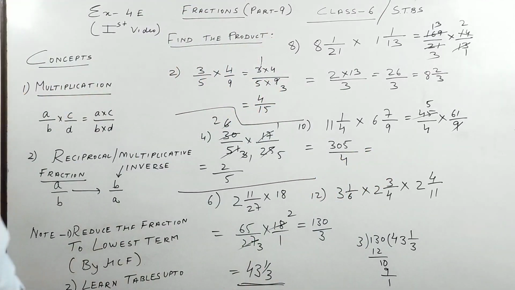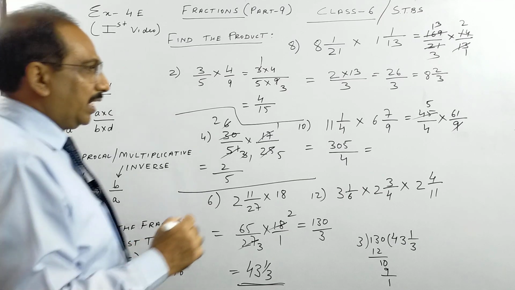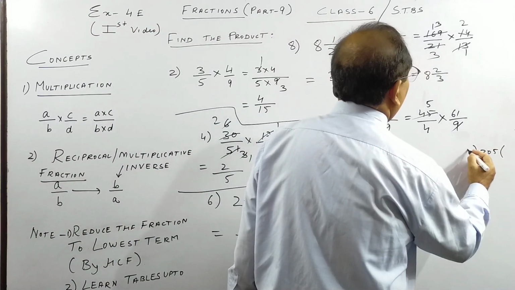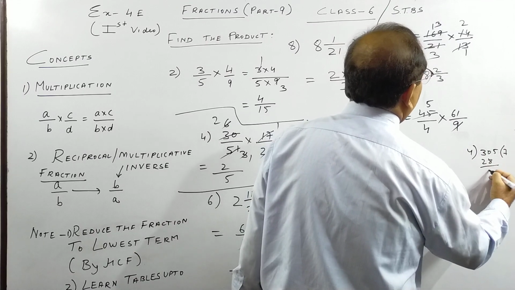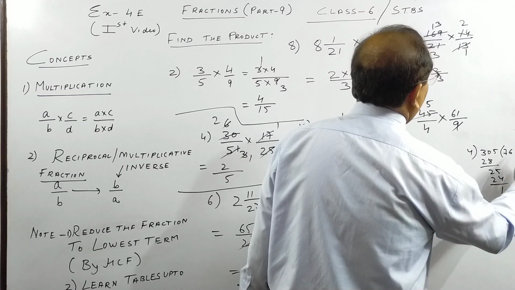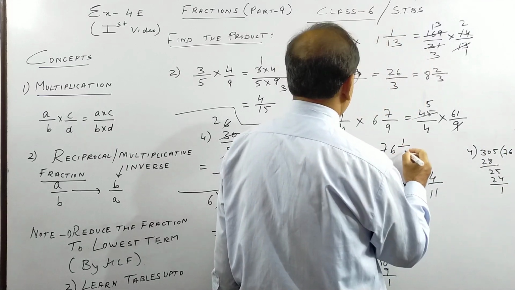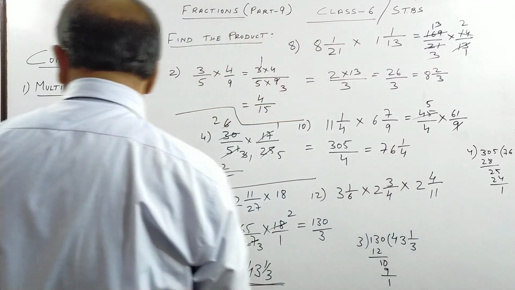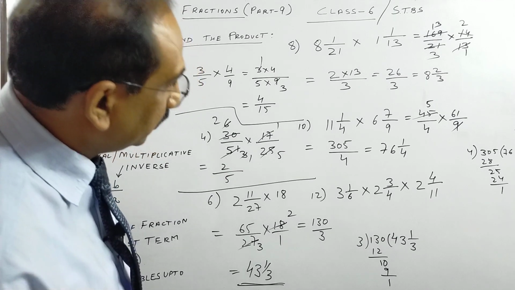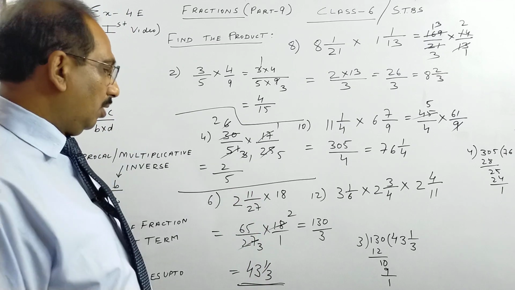Then we will convert it to a mixed fraction, so kindly copy. 305 we divide by 4: 7 4s are 28, 2 will come, 4 6s are 24, so it is 76 1 by 4. So kindly you can pause and do it. Then you can pause the video and copy.